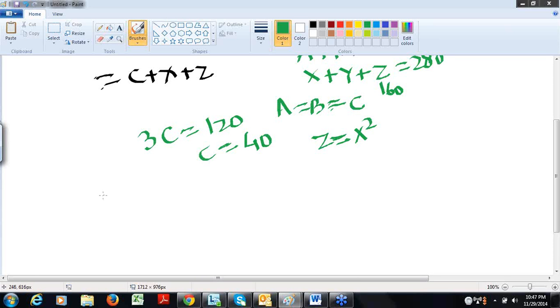Rohit, it does not matter. A is equal to B is equal to C. So even if it is B or C, it does not matter. But it should be C.